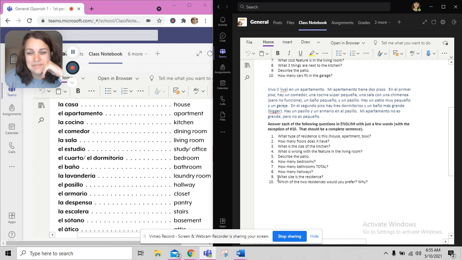All right, number 9 says what size is the residence? Okay, so the last line says mi apartamento no es grande, pero no es pequeño. So make of that what you will. Like, what word would you use to describe that? All right. And question number 10 says, which of the 2 residences would you prefer and why?